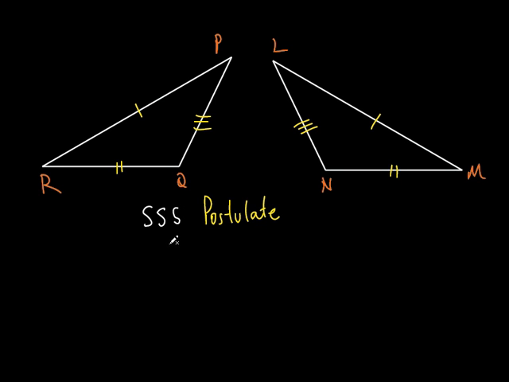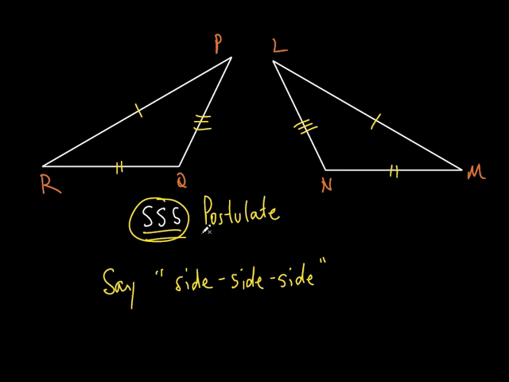Now, we don't write the words side, side, side. We just write SSS. And if I asked you in class, why are these two triangles congruent to each other, you wouldn't tell me the SSS postulate. You would say side, side, side. So let's write it down. We say "side, side, and side," in quotes. But we write just side, side, side, SSS. So that's a way to prove that these two triangles are congruent.